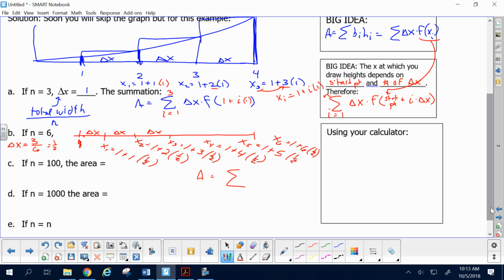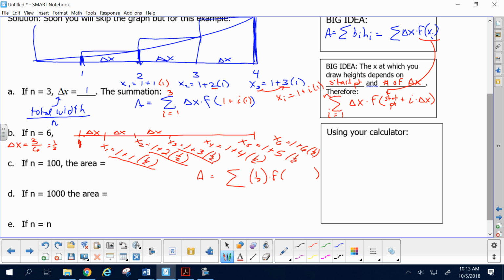The base is now 1/2. Delta x is 1/2, right? And the height is f at different points each time. Now those are different x's, but I'm looking for a trend in the x's. Rather than write x sub 1 or x sub 2 or x sub i, look at the more detailed pattern.